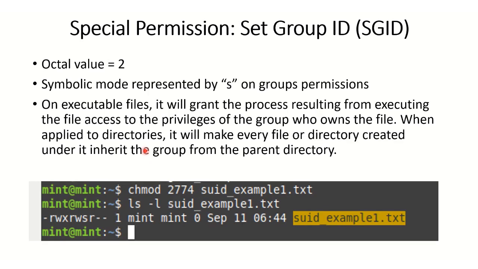Now the third special permission is setting group ID. Its octal value is 2 and is represented by S on group's permission. Now on executable file like a shell script, it will grant the process resulting from executing the file access to the privileges of the group who owns the file. Now I have also included a screenshot showing how set group ID on a file.